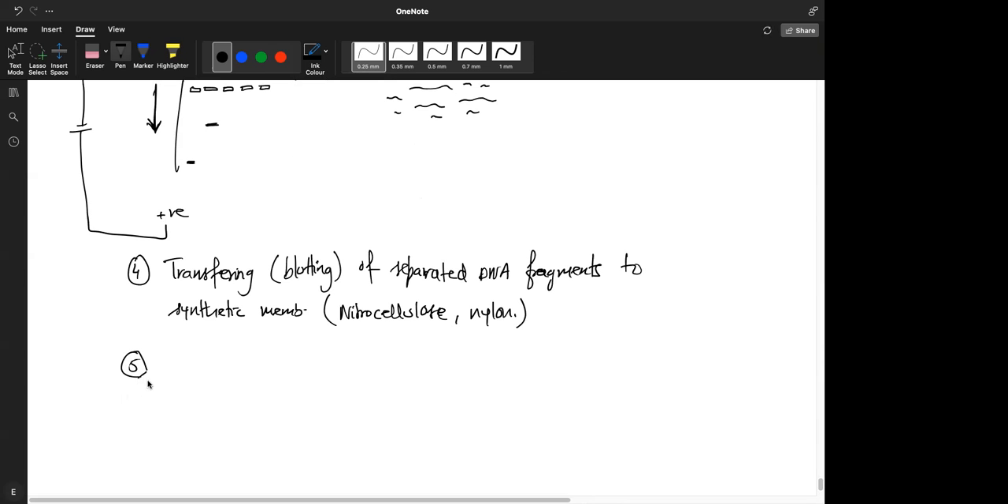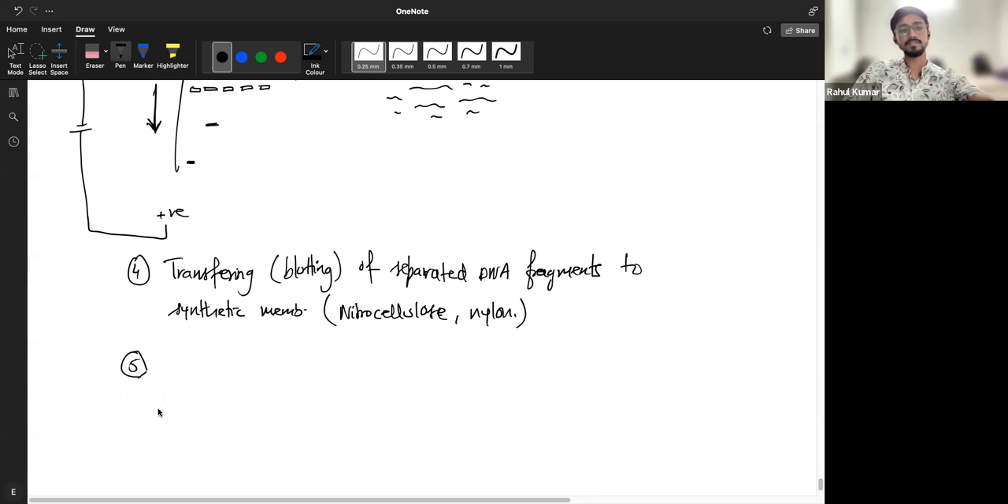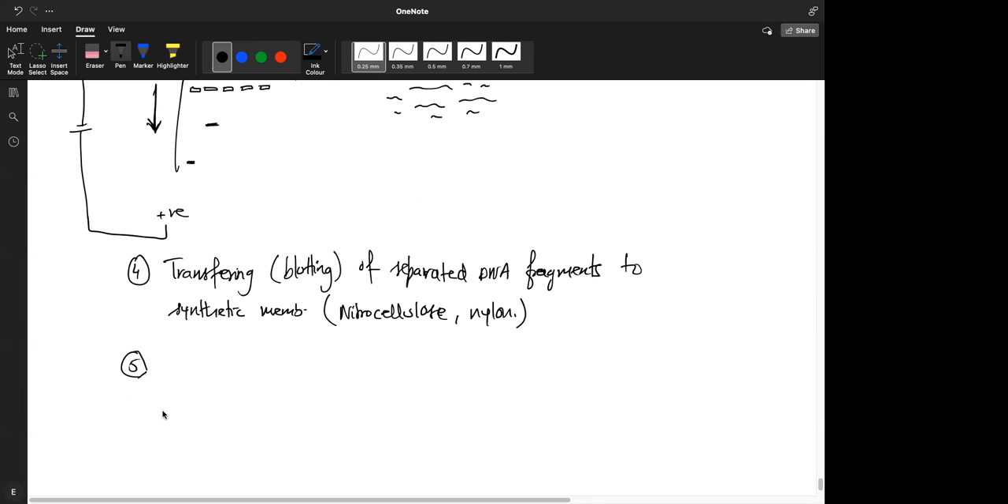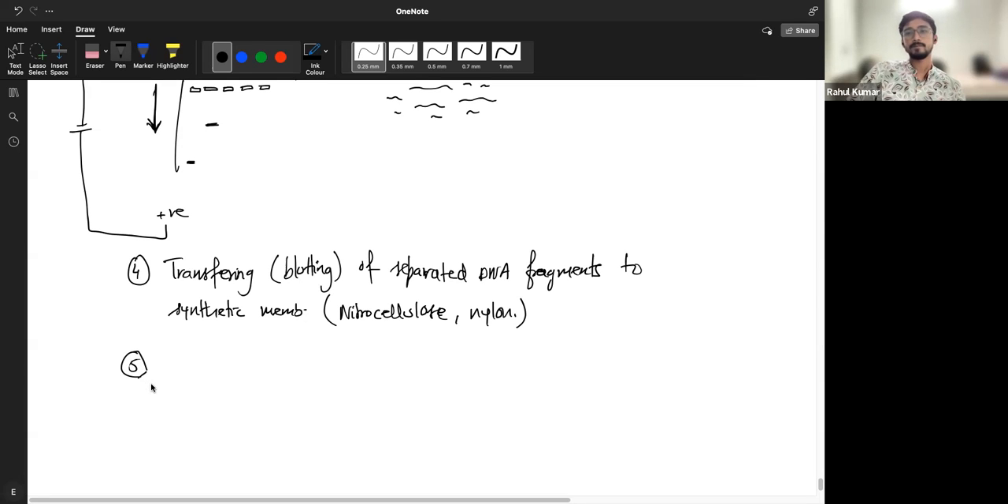Staining. So here we are basically just hybridizing. Why does Siri get activated all of a sudden? Sorry. It's okay, Siri. It's okay. Okay, so what was I saying?